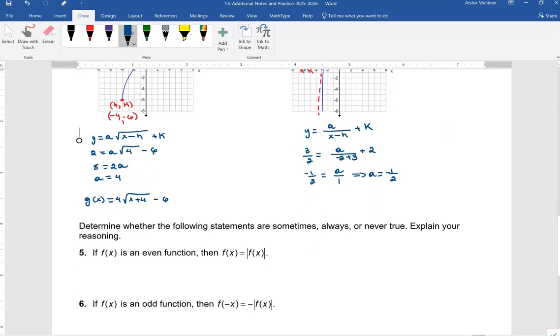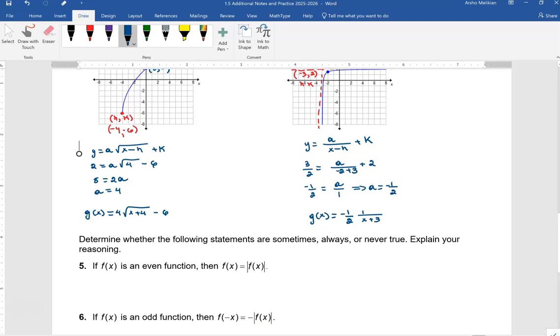Okay? So now g of x rather, negative a half, 1 over x minus negative 3. So x plus 3, plus 2. Okay? And you can write that as g of x is equal to negative 1 over 2x plus 3, plus 2. This is how I want it. And if you wanted it to be 2x plus 6, that's fine.